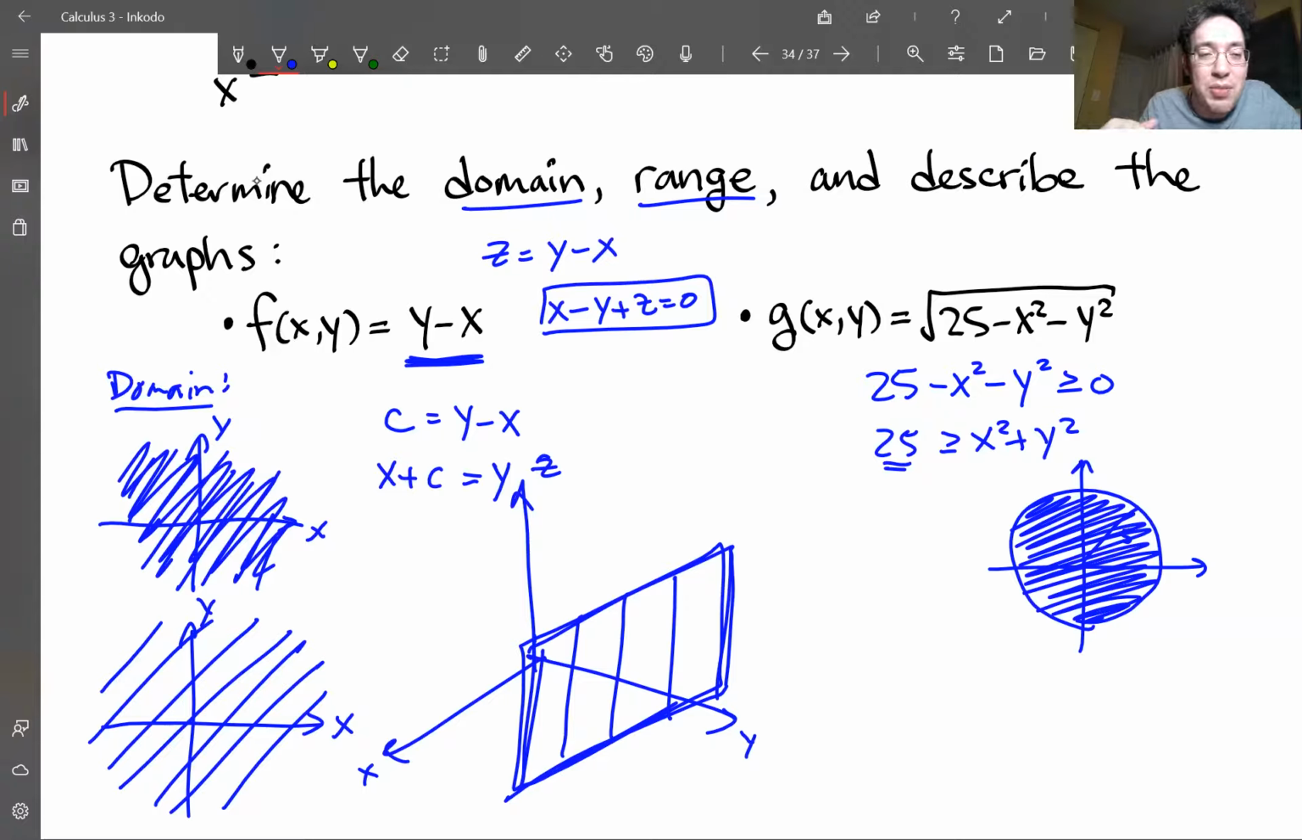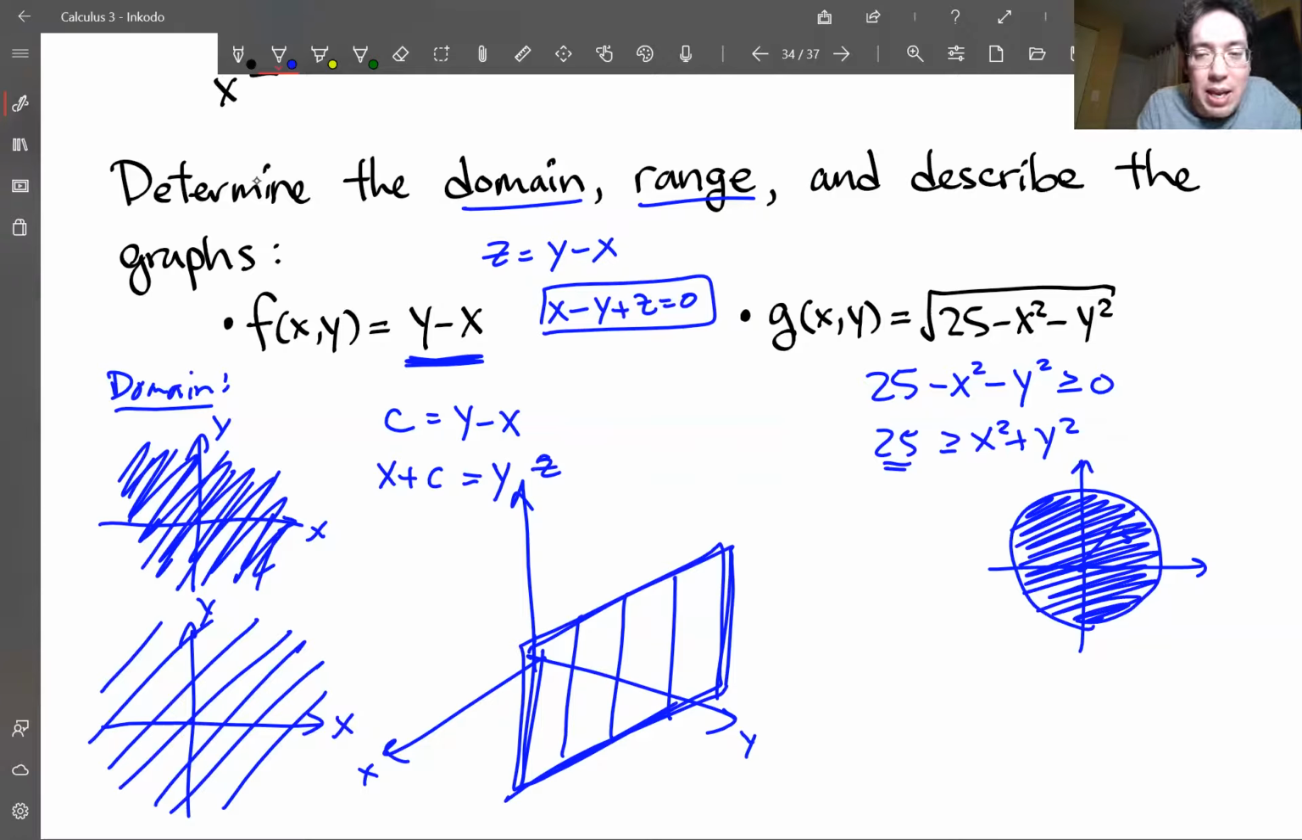Okay. And if you were not sure if you should be shading in the inside of the circle or the outside, what you could do is test a point on the domain, right? So if you plug in x and y equals 0, that's the origin. 25 is greater than or equal to 0 squared plus 0 squared. That's true, so that's inside of the domain. If you picked a point outside, maybe like (100, 100), then 25 is not greater than or equal to 100 squared plus 100 squared. So the outside is not part of the domain. Okay.